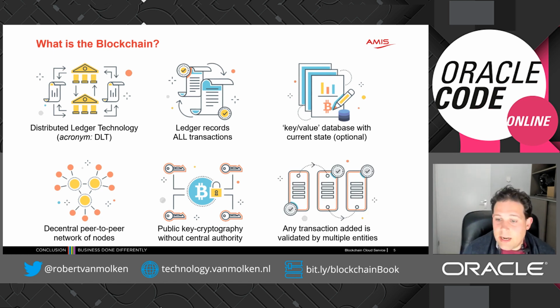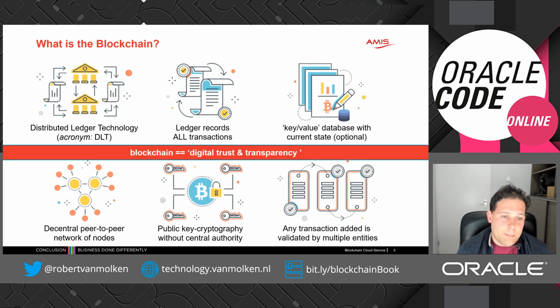The last thing here is that any transaction added needs to be validated by multiple entities. So in the network, the transactions are distributed, and the majority of the nodes in the network need to agree, so reach consensus, on what is submitted. It does that following network rules, but also rules in a smart contract. So in this case, you can see that blockchain is a little bit like digital trust and transparency.